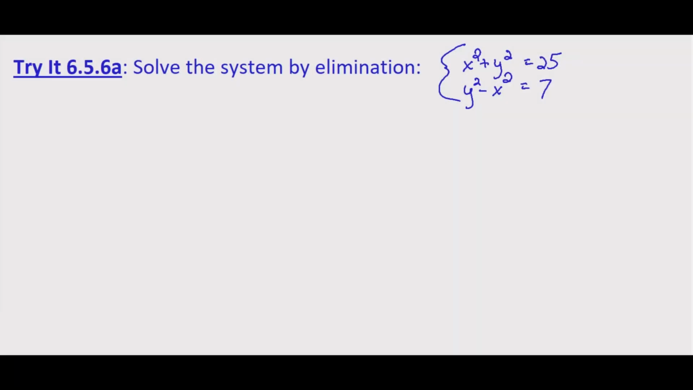So again, we're asked to solve a system of equations by elimination. Remember, our goal, at least initially, is to multiply both sides of one of the equations by some value to get the opposite term of what's in the other equation, and then add them to eliminate one of the terms.